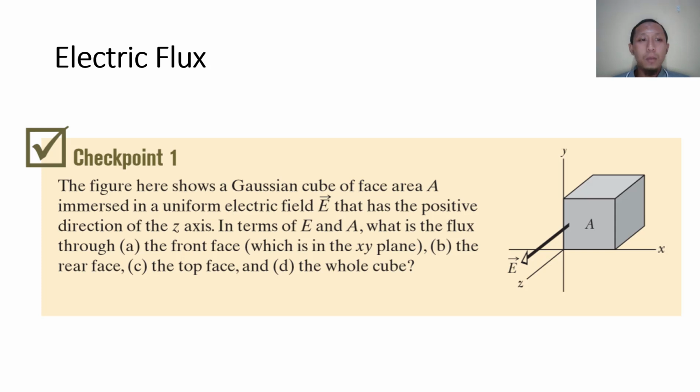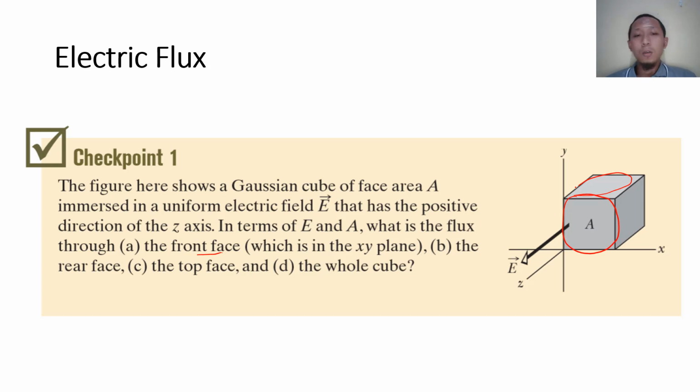Okay, so this is checkpoint 1. The figure here shows a Gaussian cube of area A in a uniform electric field E that has the positive direction of the z-axis. In terms of E and A, what is the flux through the front face, which is in the xy plane? Then B, the rear face, then the top face, and then the whole cube.